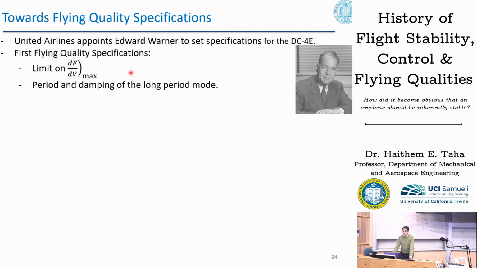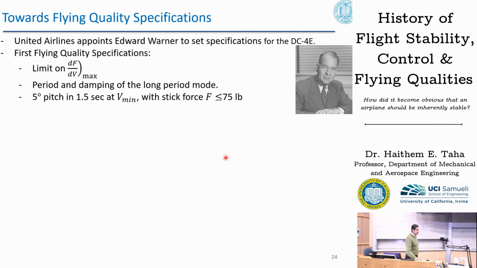And he set some requirements on the period and damping of the long period mode. As for the airplane responsiveness, he mandated that the airplane should be able to pitch 5 degrees in 1.5 seconds at the minimum speed with stick force less than 75 pounds. Of course, this is not all the requirements. He collected the knowledge at the time to set what he deemed to be reasonable specifications from his perspective.